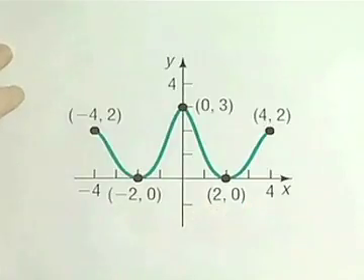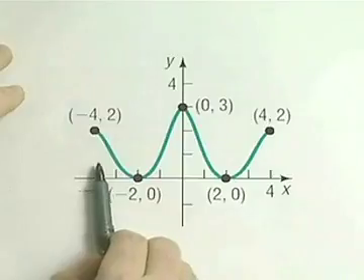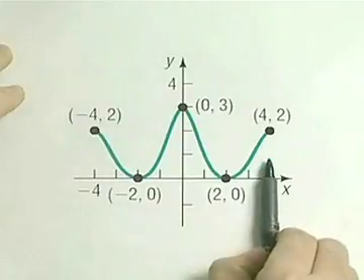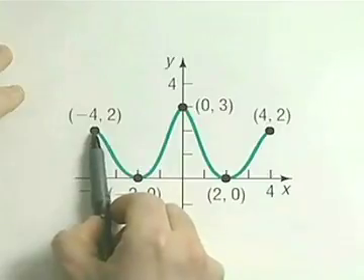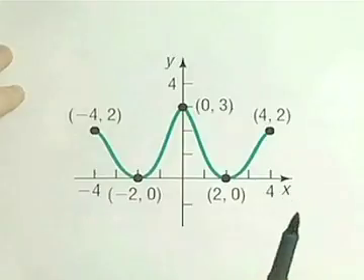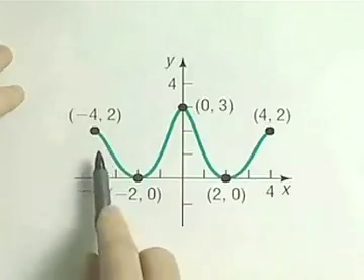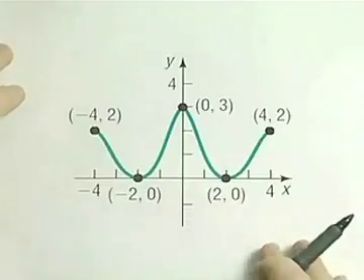Next, I want to determine the domain of the function. You could think of the domain of the function as the set of all x values for which the graph exists. This graph exists from x equals -4 to x equals 4. For that reason, the domain is the set of all x from -4 to 4 inclusive.